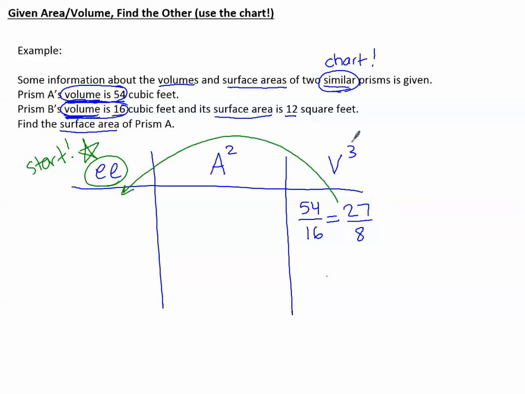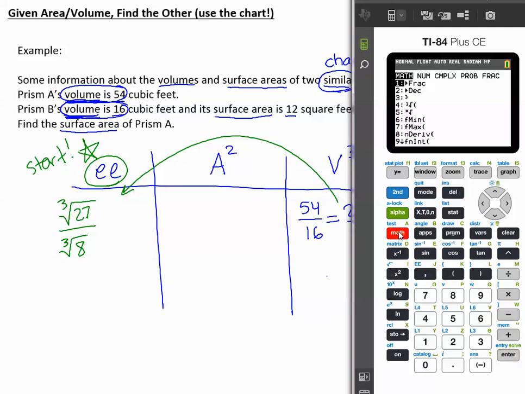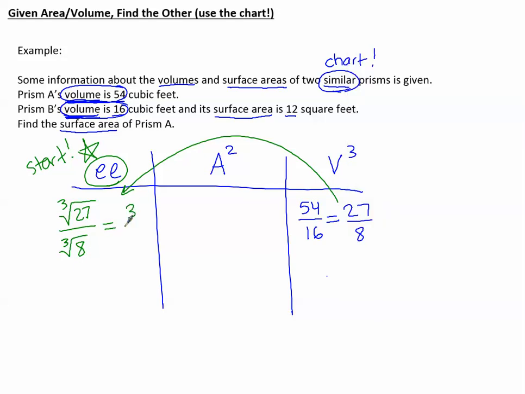How do I do that? Well, remember, this was cubed, so to undo it, I do the cubed root. Cubed root of 27 and cubed root of 8. I can do that in my calculator if I need to. Cubed root is in the math menu, choice 4. Oops, I didn't type anything in there. Let's try that again. Math, 4, and then 27. Cubed root of 27 says 3. I also need the cubed root of 8, and that says 2. So I know my ratio reduces to 3 over 2.